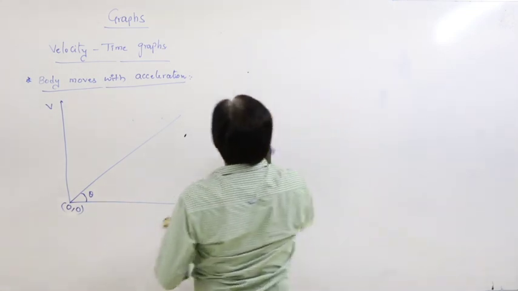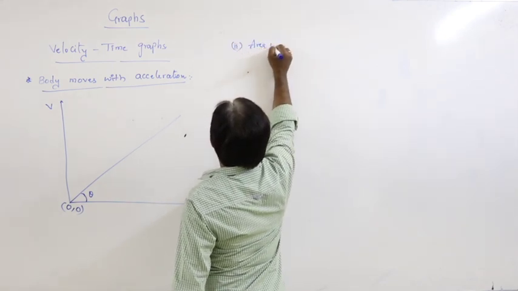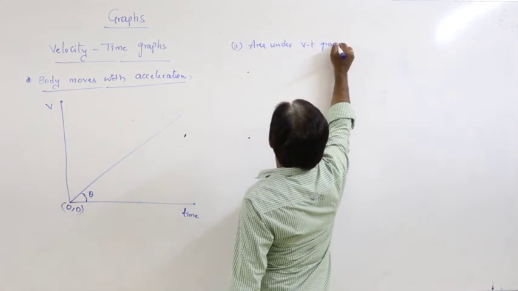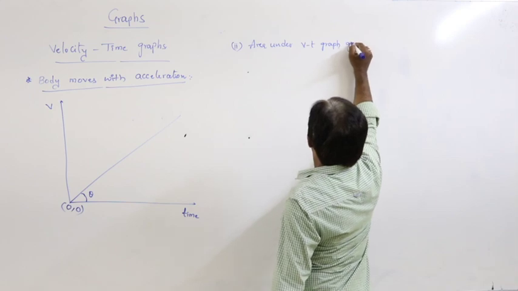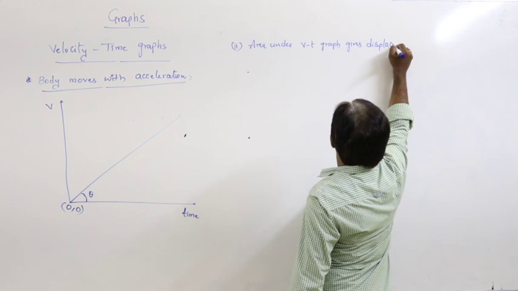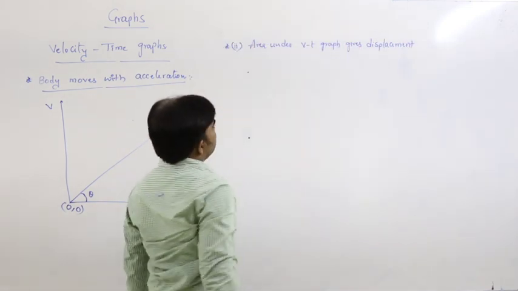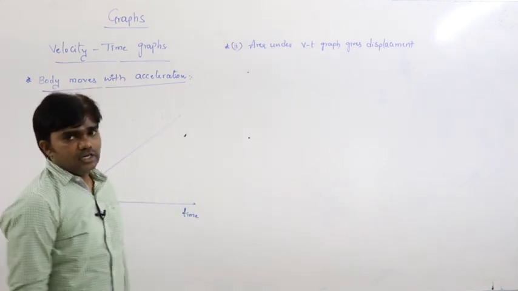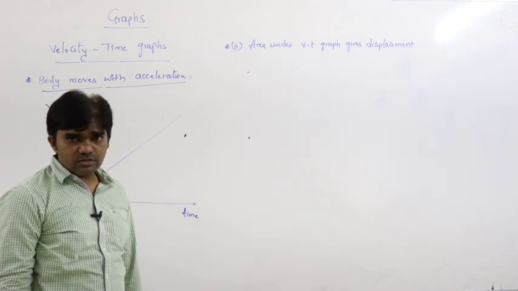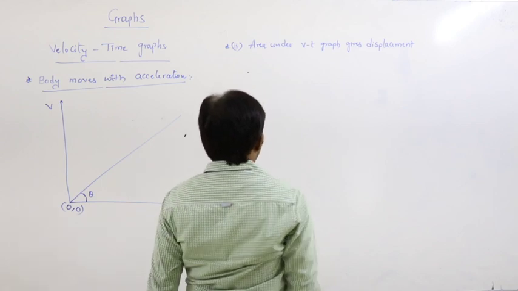One more point here is, based on the velocity-time graph, the area under the velocity-time graph gives displacement. So the area under the velocity-time graph gives displacement. That is the second condition, the second possibility.